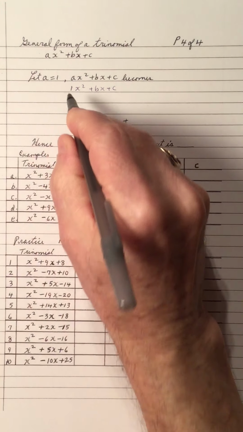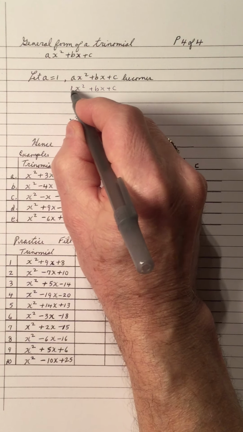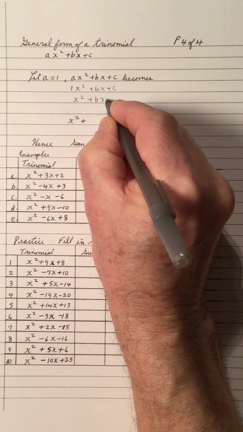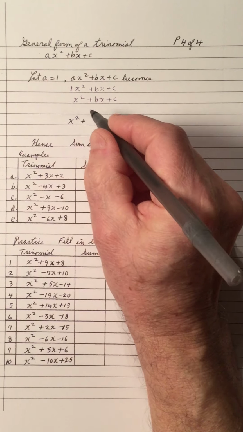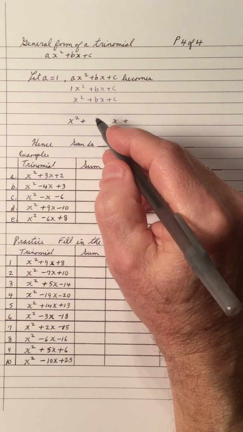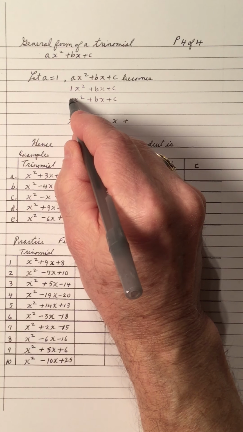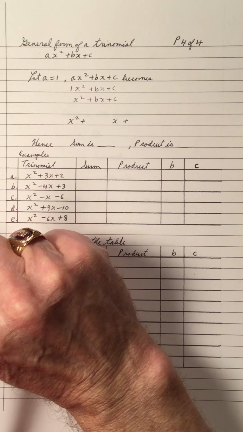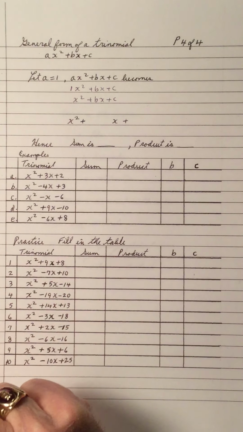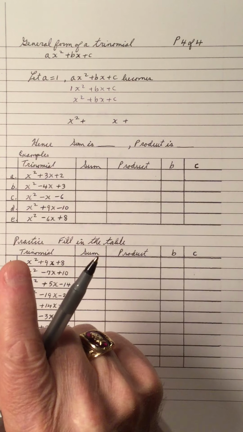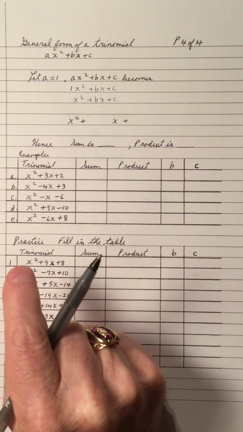And we know that if a is 1, 1x squared is the same as an x squared. So that brings us back to the polynomial that we wrote down just then: x squared plus bx plus c. Notice there's a 1 here, because when we multiplied the binomials in the previous video, we always had an x squared. So we're talking about when x squared is 1. And that's important for now.